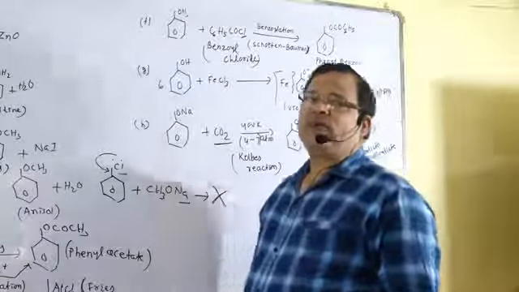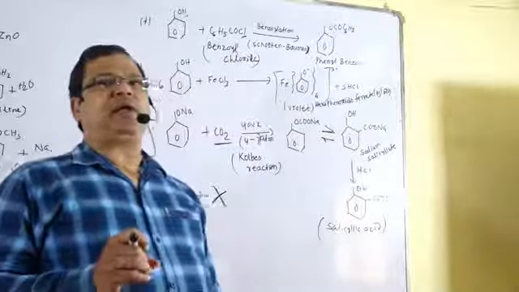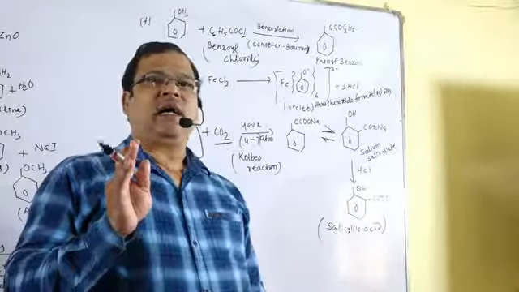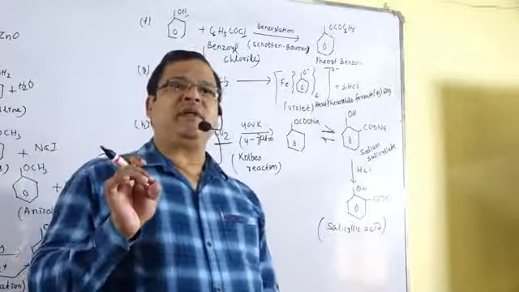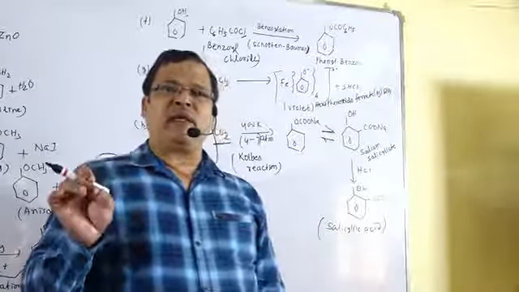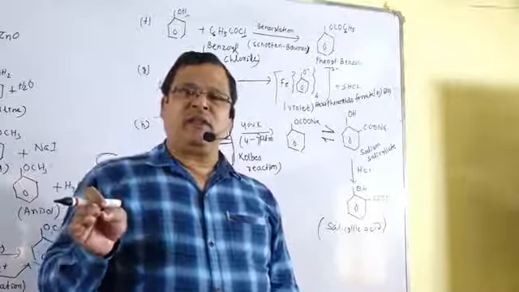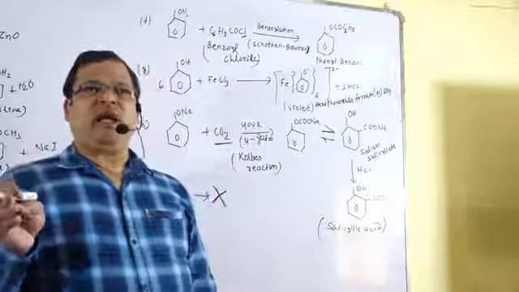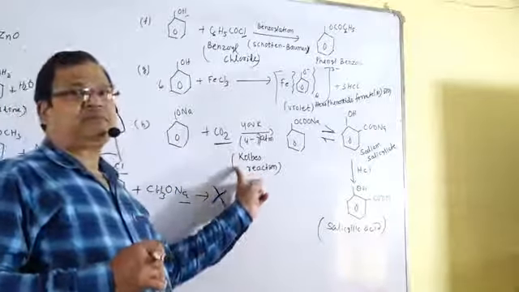So how will orthohydroxybenzoic acid be prepared? Already we have given one reaction, the Reimer-Tiemann reaction, that is the reaction of phenol with carbon tetrachloride in presence of NaOH at about 343 Kelvin, giving orthohydroxybenzoic acid. And another method of preparation is the Kolbe reaction.